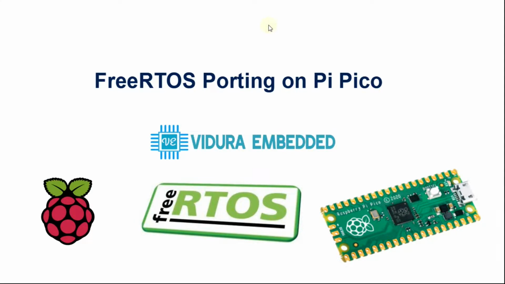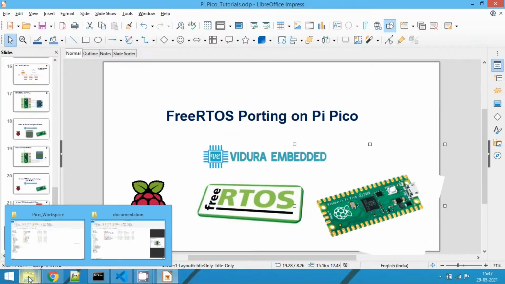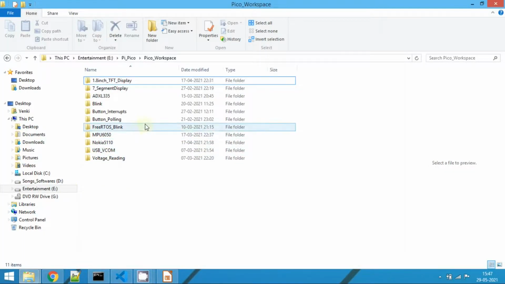In this tutorial, I am going to show you how we can port the FreeRTOS onto the Raspberry Pi Pico. Let's get started. So I'll open my workspace. Okay, here I have already created a project, that is FreeRTOS_blink.